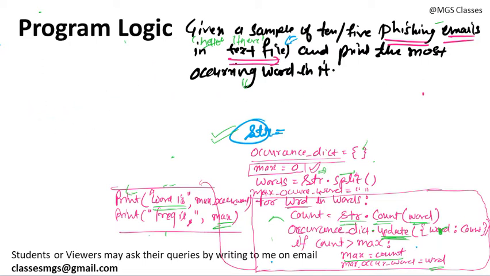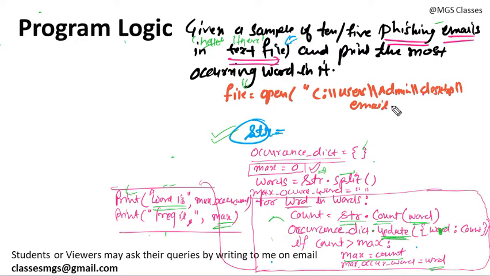So now I am going to write the file handling code here. I will open the file in read mode. I will pass the path of the file, users, admin, desktop, email.txt. This file will contain the 10 phishing emails, and we are opening it in read mode.